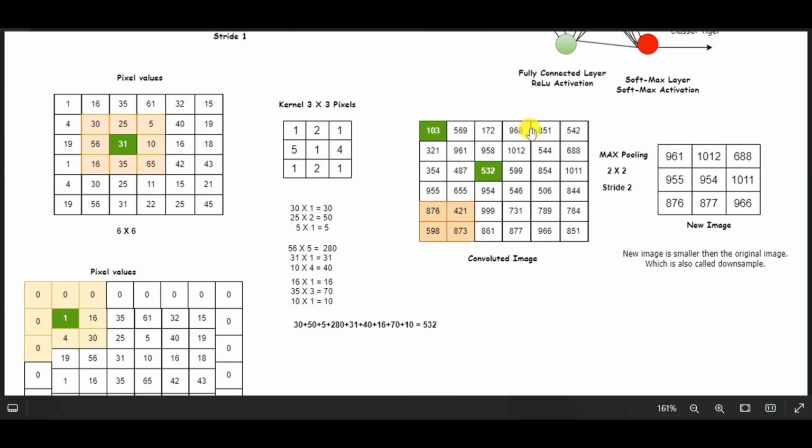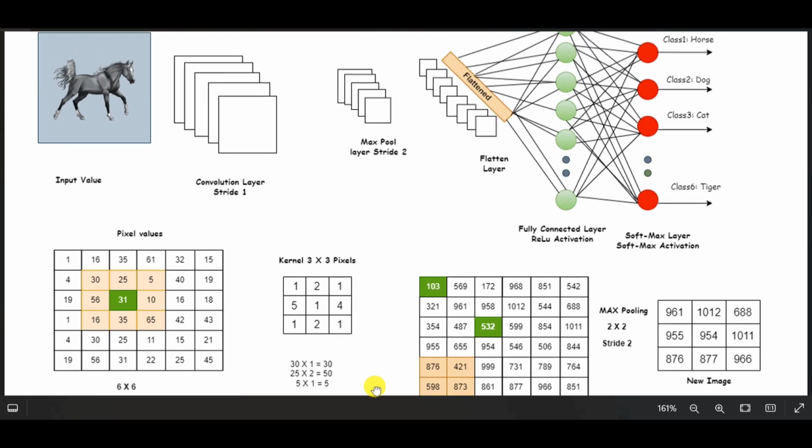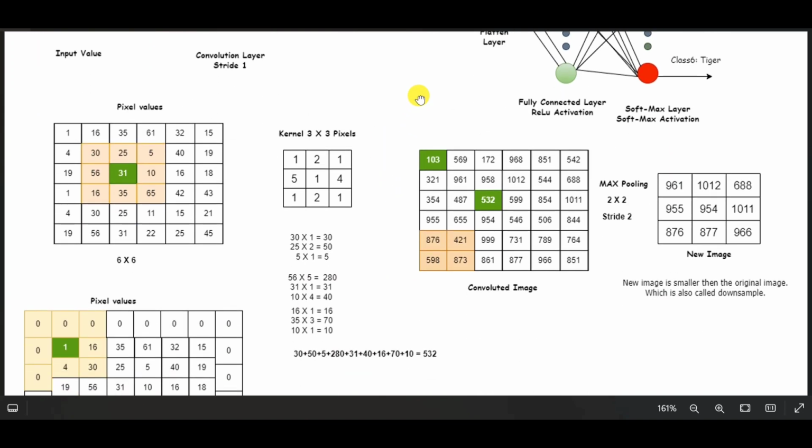These are the values I just filled in randomly, but if you calculate it you can put the exact values here, and the calculation behind it is the same as what I did here. So I hope you now understand how we can get the convoluted image by applying this 3 by 3 kernel. Now let's move to the next procedure, which is max pooling.